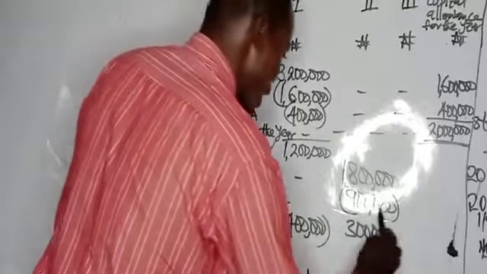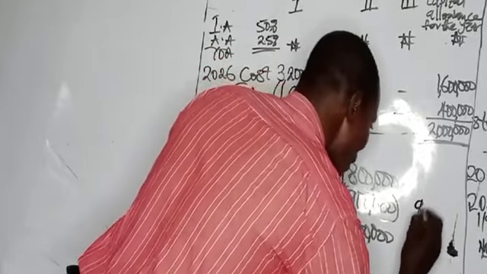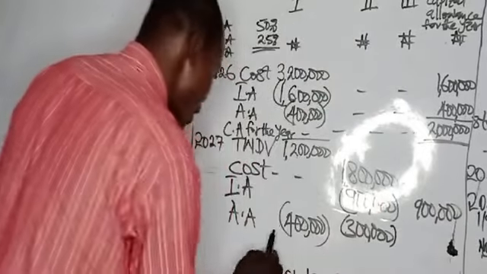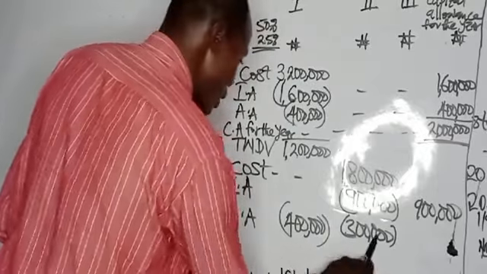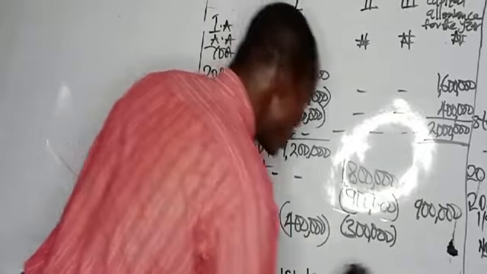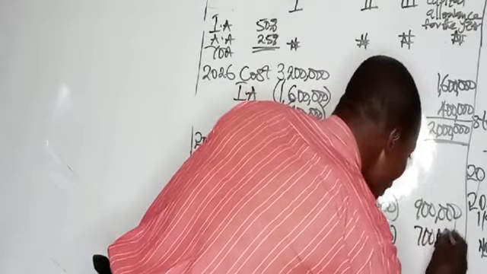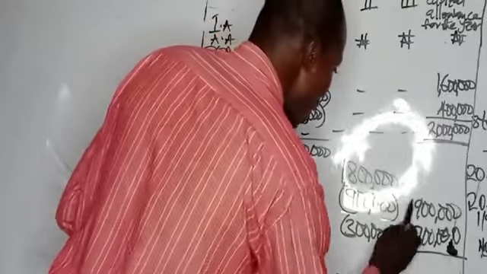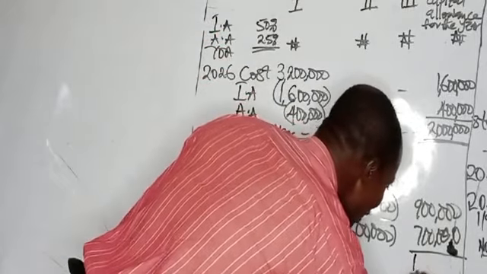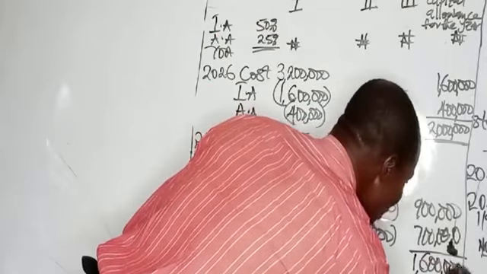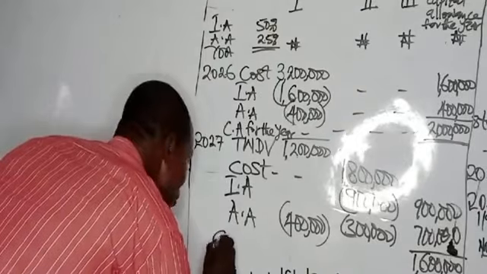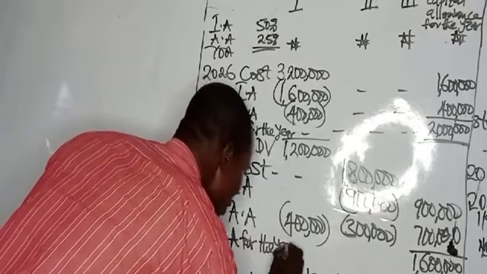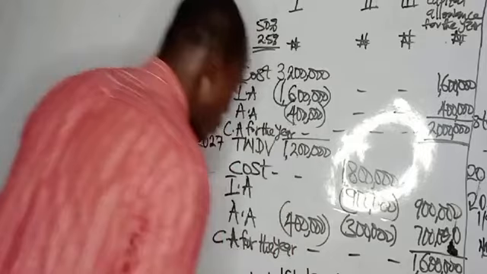So capital allowance: 900,000 is the initial allowance. The annual allowance is 400,000 plus 300,000. Our annual allowance totals 700,000. Now, if you sum up both the initial and annual allowance, then you'll be having 1.6 million. That 1.6 million is the capital allowance for the year. Capital allowance for the year is 1.6 million.